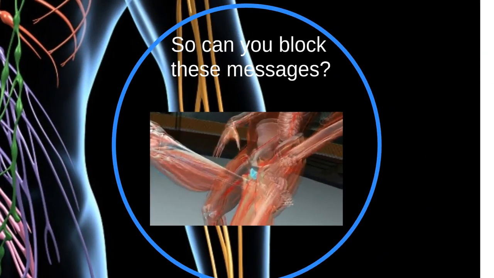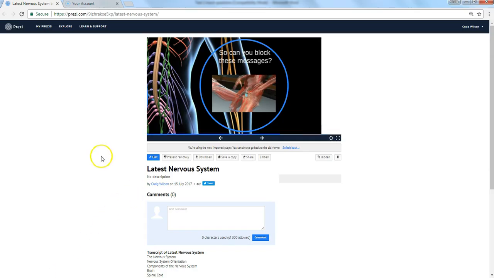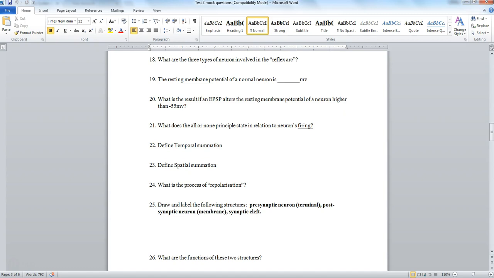There is a question in the mock questions that we'll get into now. We'll just finish that off. And that is question number 24, what is the process of repolarization? And that is when the neuron returns to minus 70 millivolts.